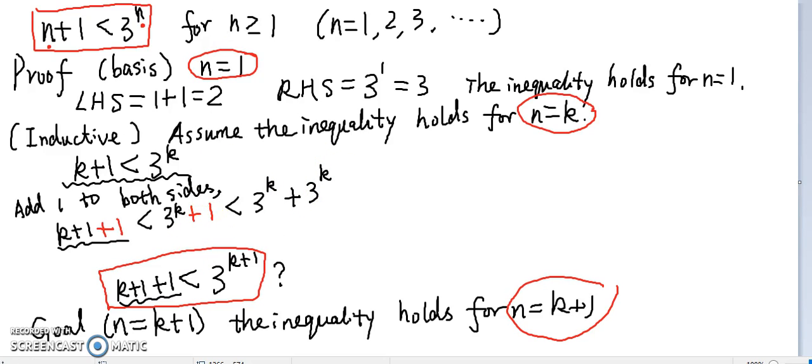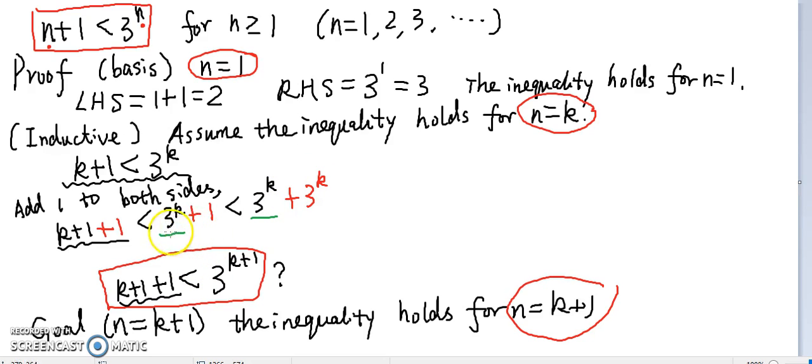Well, let me use a different color for the second part. So I keep the first part, 3 to the kth and 3 to the kth, without changing these two here, 3 to the kth and 3 to the kth. But I'm going to replace this plus 1 with plus 3 to the kth.